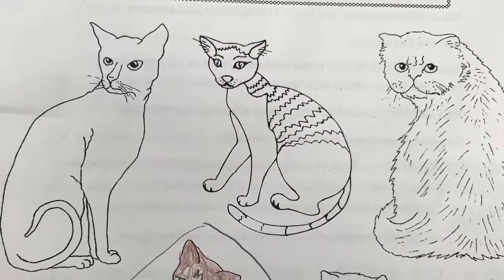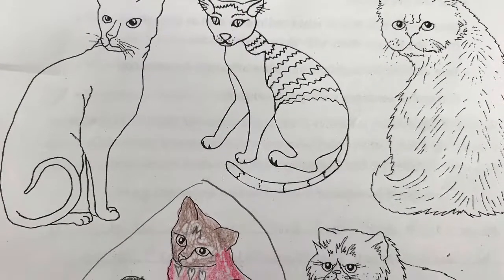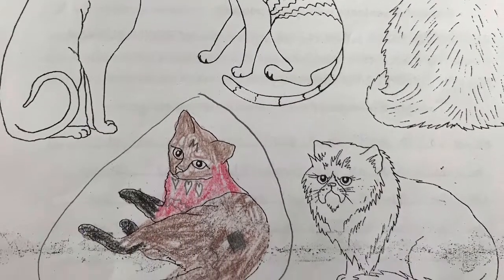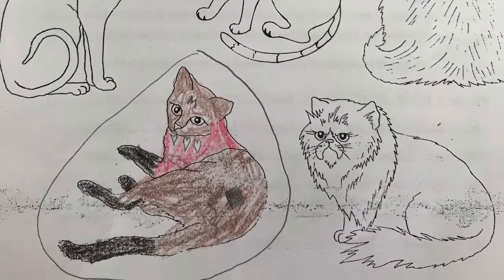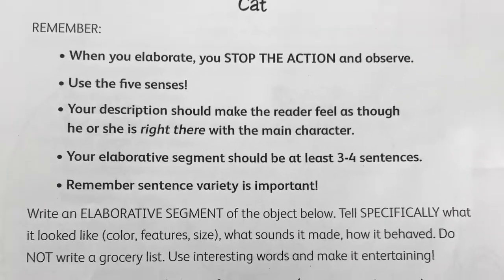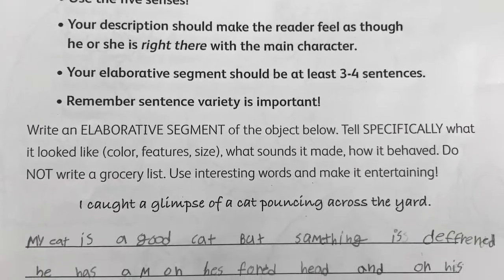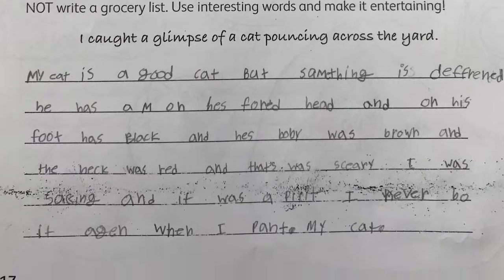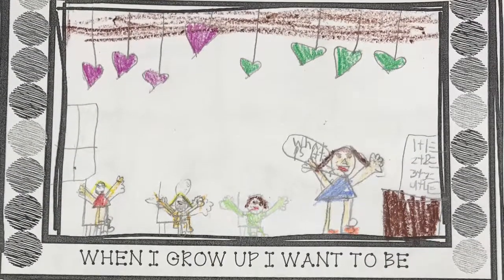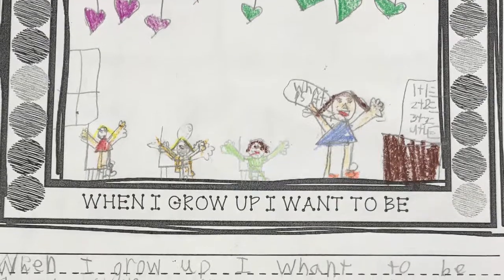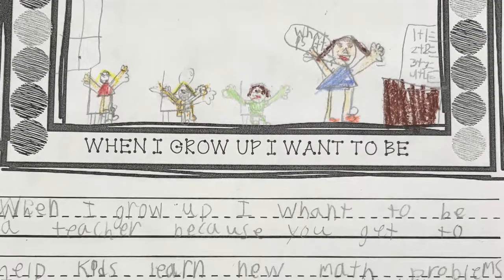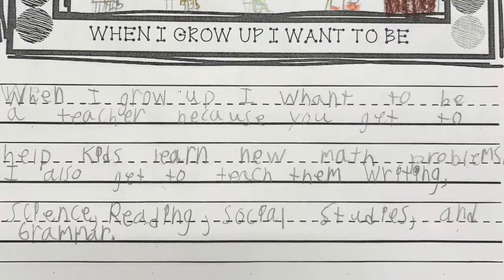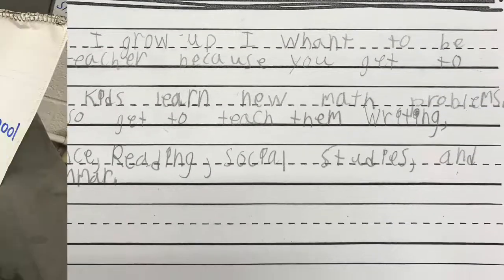This activity asks students to describe the cat on the worksheet. They need to choose the cat, color it, and describe it. I think it was a good way to help students before writing because they can visualize their imagination and give more details while writing. In this activity, the students need to draw a picture about when I grew up, I want to be, and they can write the pieces based on their drawing.